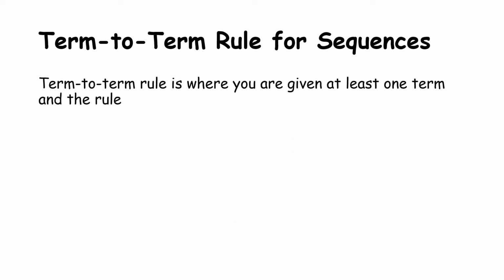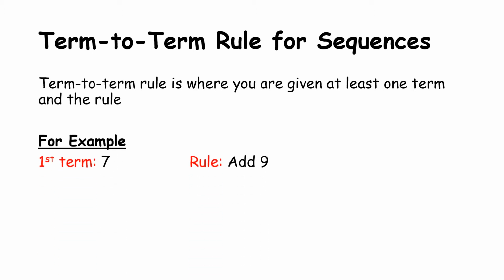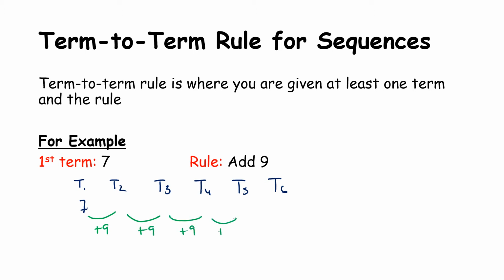So the term-to-term rule is where you're given at least one term and the rule. Let's take an example. The first term is 7 and my rule is add 9. So if I wanted to put together, I would talk about T1 is 7 and I want to work out, let's say, 5 more terms, so we'll go up to term 6. They've given me the rule and they've said we add 9. So they've given me that part and I need to figure out what my next few terms are.